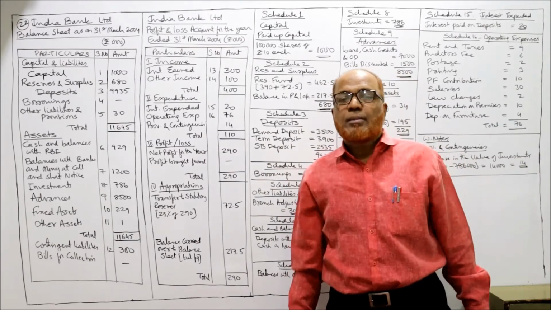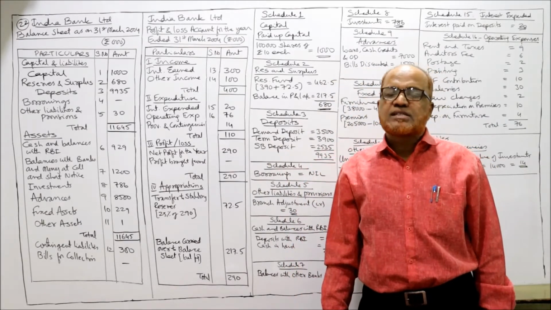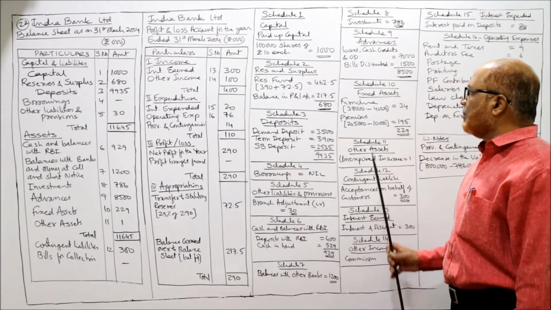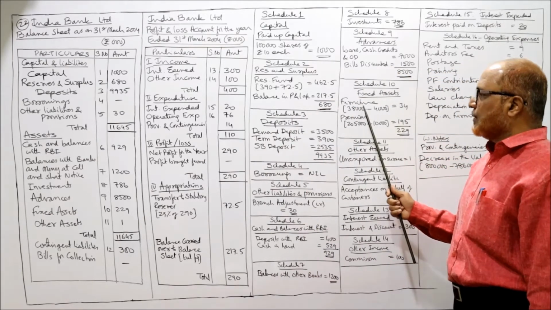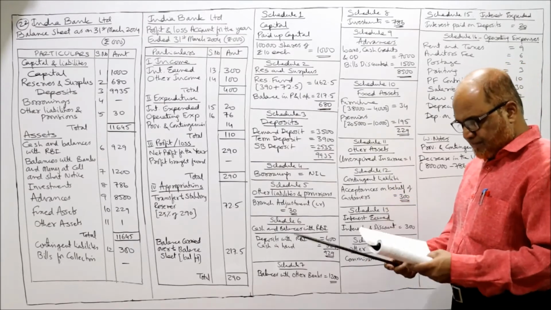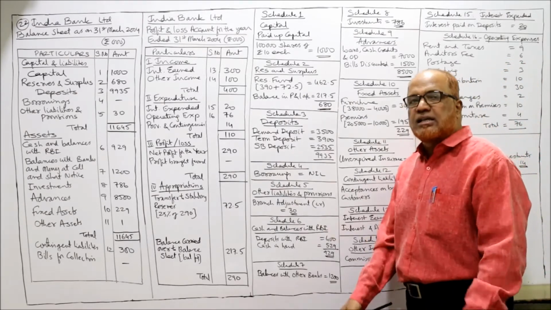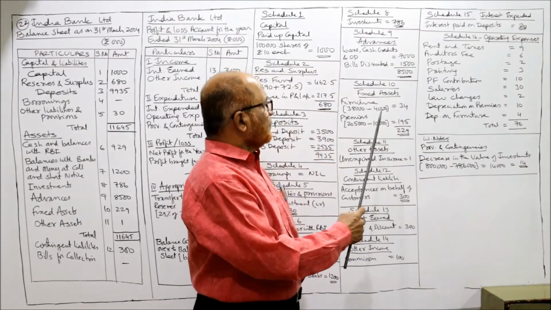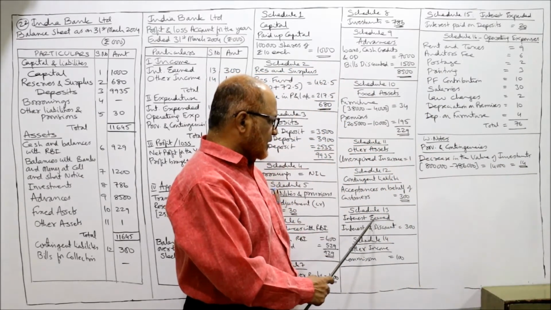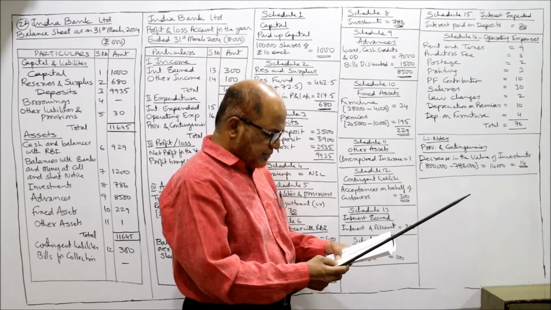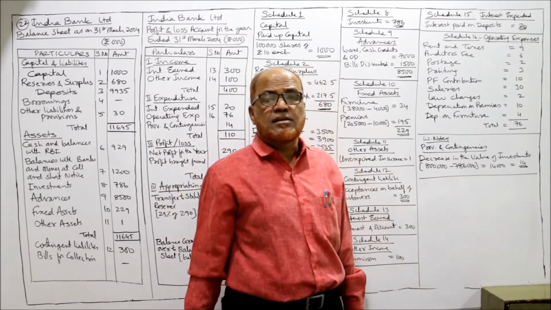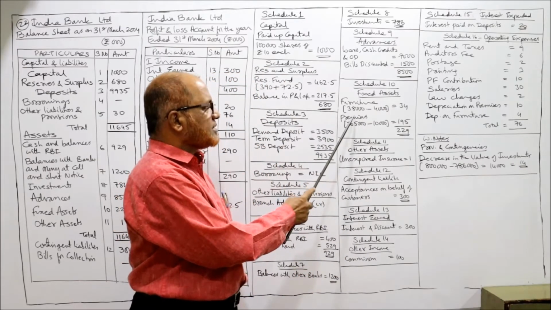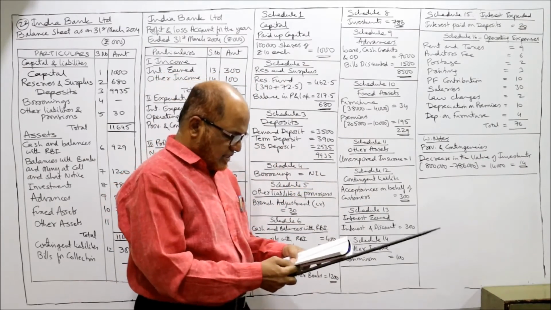Furniture, it will come under fixed assets. The fixed assets will be there in schedule number 10. So schedule number 10 you can see here, furniture. We'll see what is the depreciation. Then interest and discount. This will be taken under schedule number 13, interest earned. Here, schedule number 13, interest earned, interest and discount 300. Premises. Premises will be taken under schedule number 10. Furniture, premises, these two are the fixed assets.